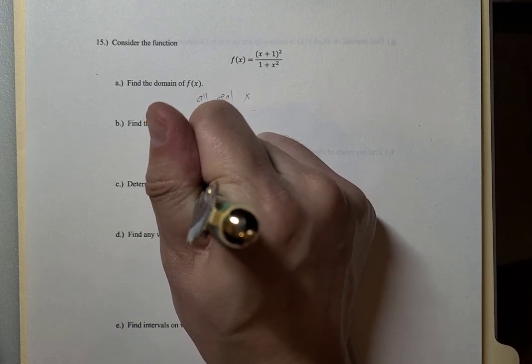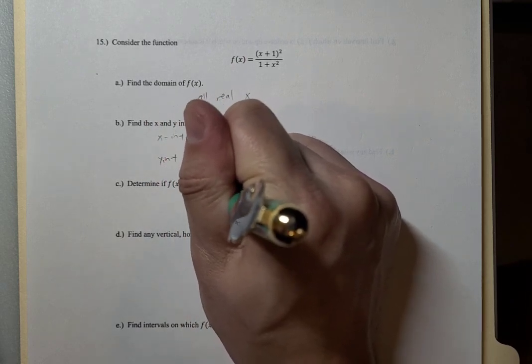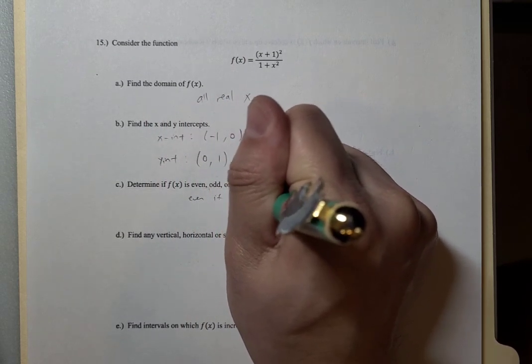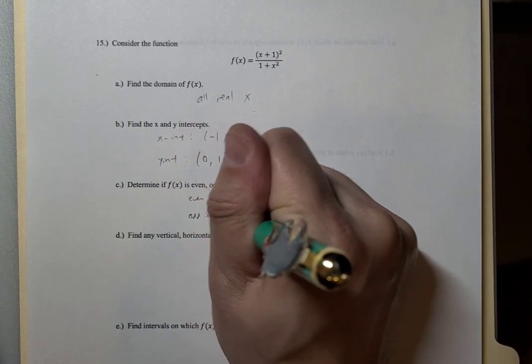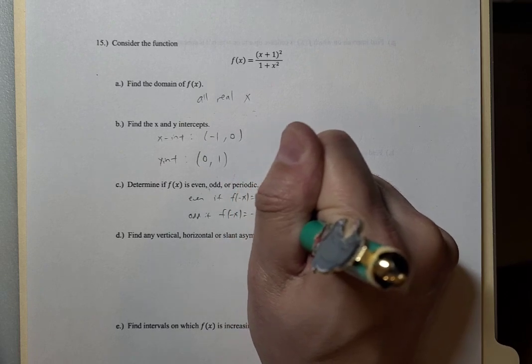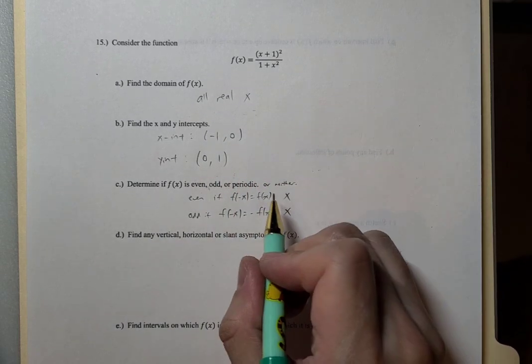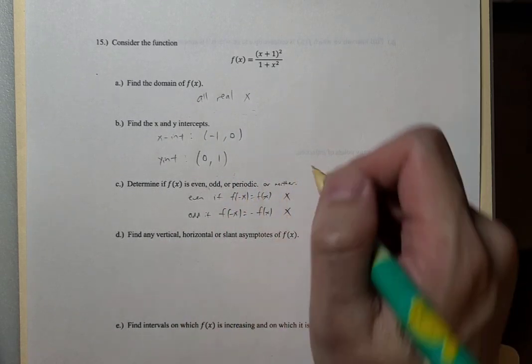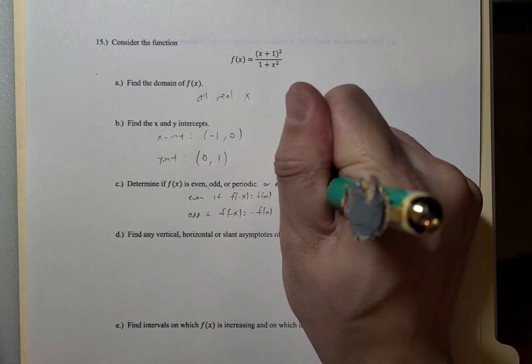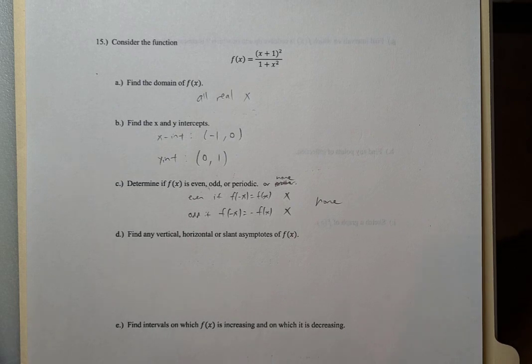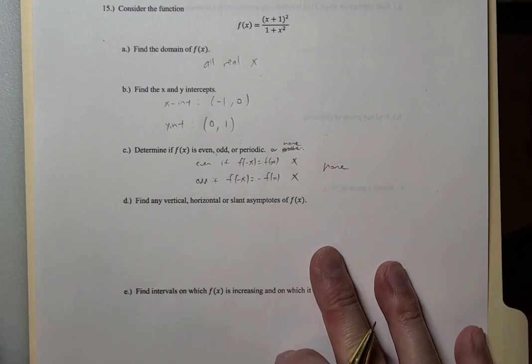Remember the test for even, it's if f of negative x is f of x, which is not, and odd if f of negative x is negative f of x, which is not also. So it's neither, and it's not periodic, so it's actually none. All right, so let me write it like that. Okay, it's missing something in the question.